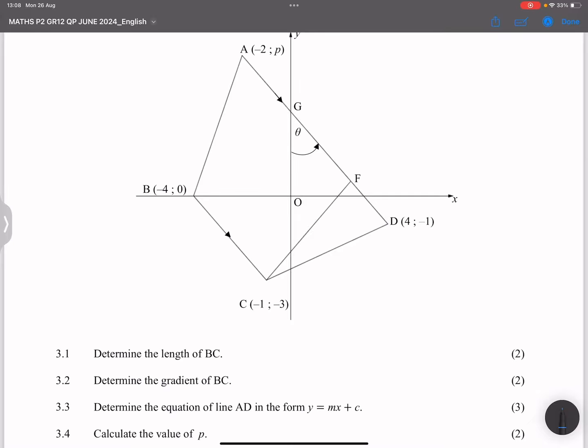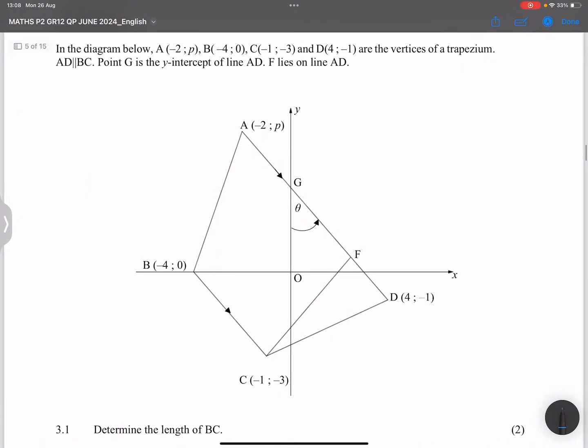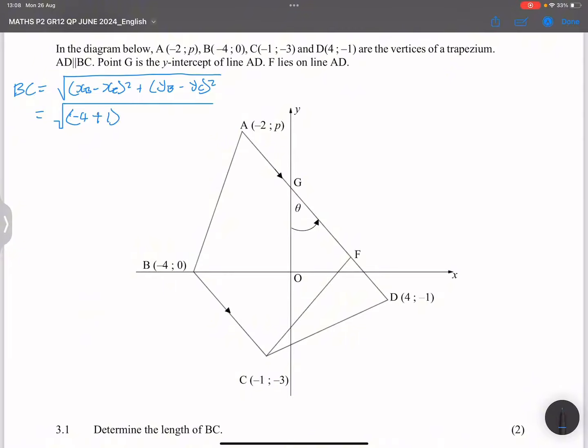They say determine the length of BC. So we've got the 2 points there. Well, we know our distance formula. So BC will be the square root of XB minus XC squared, plus YB minus YC squared. We're not going to waste time on this one. So we're simply going to say the X value at B is -4 minus the X value at C. So this is minus a -1. Remember, minus minus gives us a plus. So that will be +1 squared.